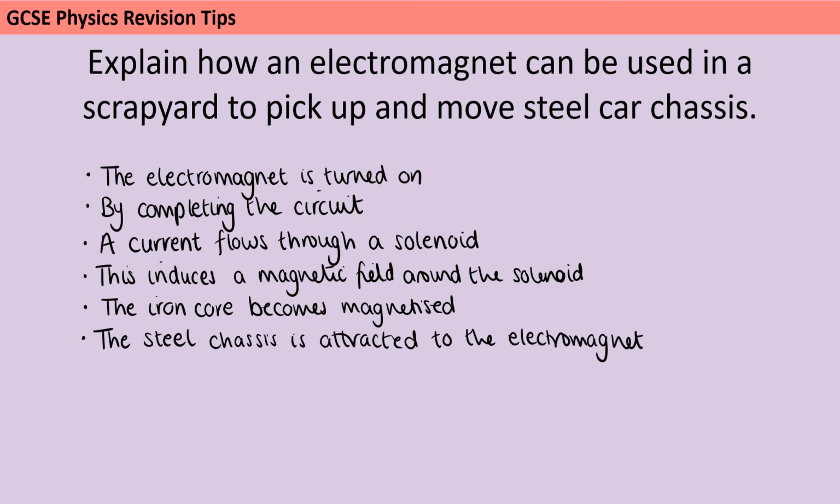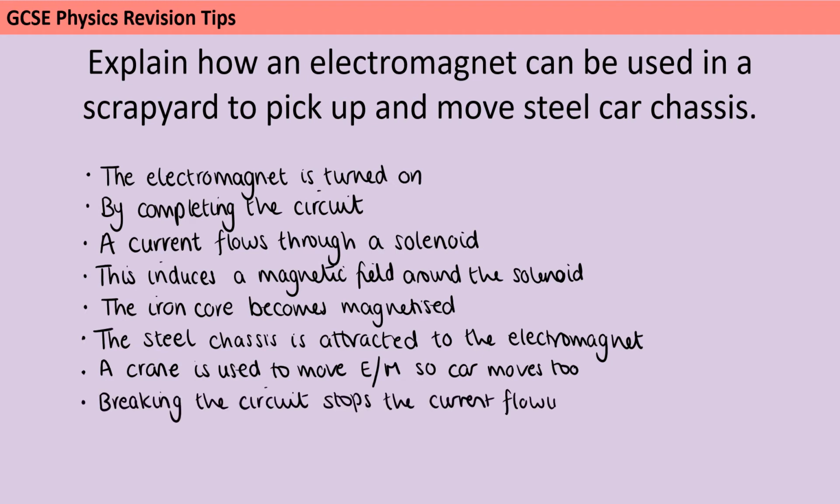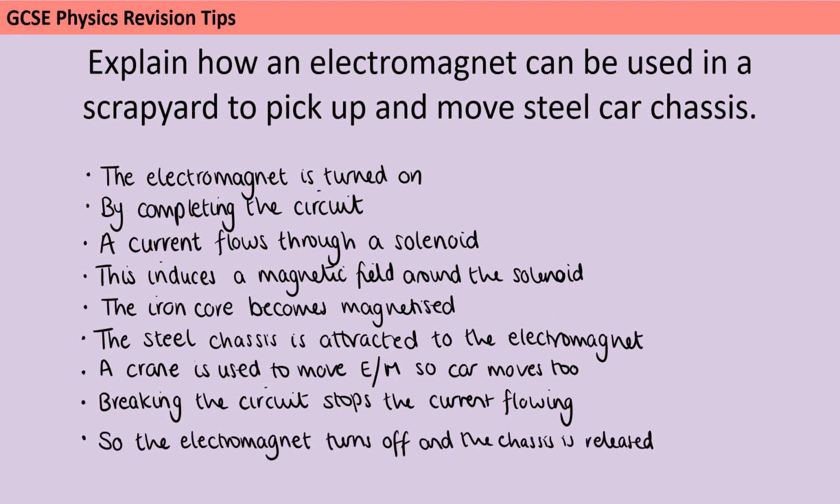Now we want to be able to move this around the scrapyard, so there's then going to be a crane that's used to move the electromagnet and therefore move the steel chassis. Then when we break the circuit, this is going to stop the current from flowing, and in doing so the electromagnet is going to be turned off and the chassis is going to be released.